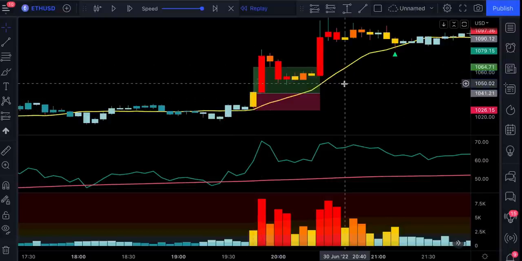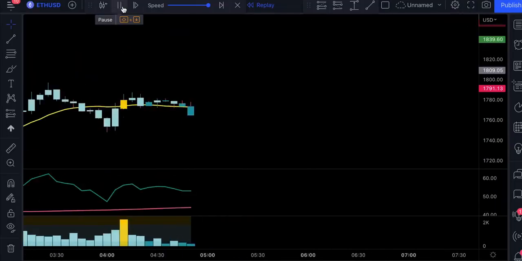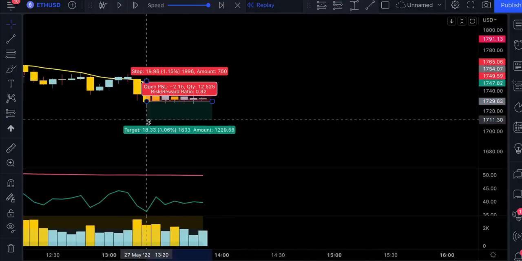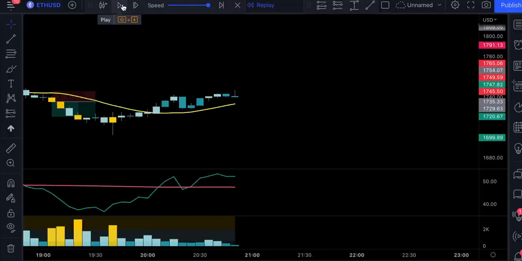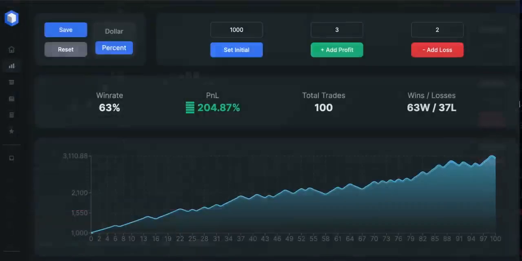Okay, I hope you have understood the rules for this strategy, so let's do our second backtesting and see if the system is any better. So, just finished the backtesting for the second strategy and we can see that the results are much better. Our win rate is 63% now and we gained 204.87% profit on our account. And I found those 100 setups within 6 weeks.